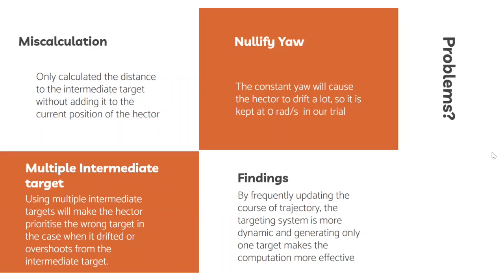The first problem that I encountered was that I miscalculated the intermediate target's position, in which I only took account of the distance to the intermediate target without adding it to the hector's current position. Second, the yaw has caused the hector to drift a lot and create a lot of miscalculation on the hector's pose. Hence, we decided to not let the robot rotate throughout the course. Third, I initially used a vector of intermediate targets, but this made the targeting system static, as it waits for the robot to reach the current target before updating to the next one. We found out that having only one intermediate target will make the targeting system more dynamic and computationally lighter.